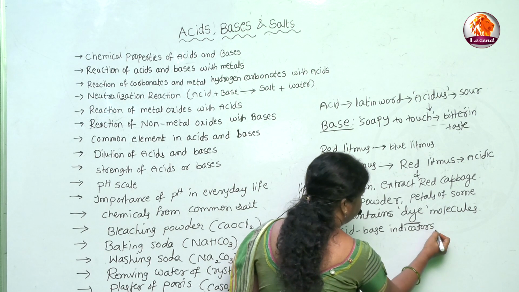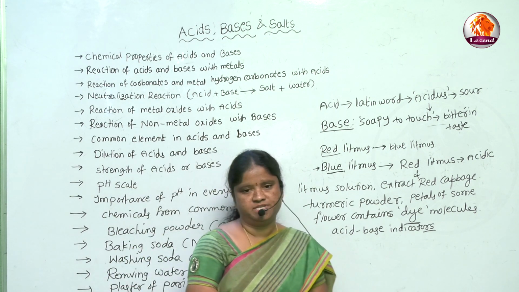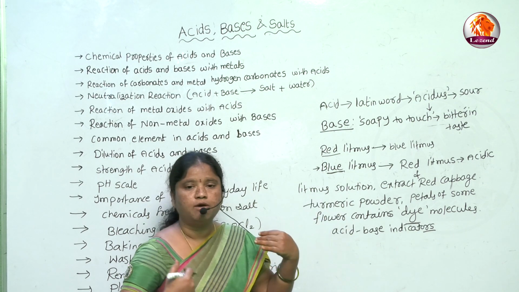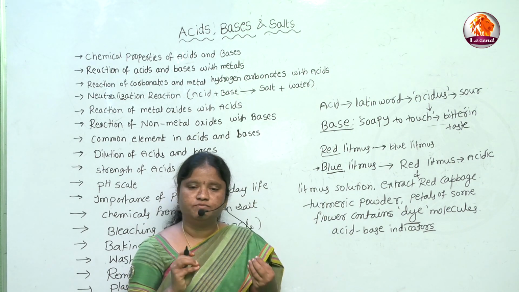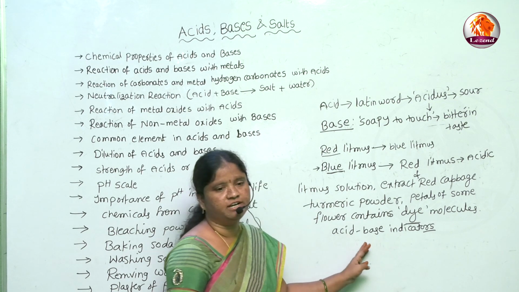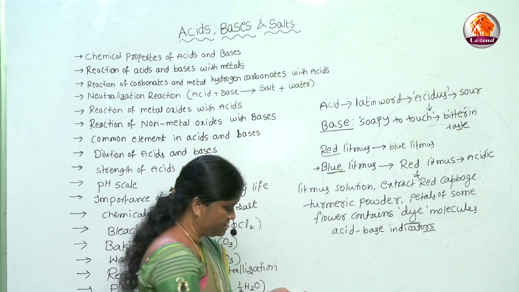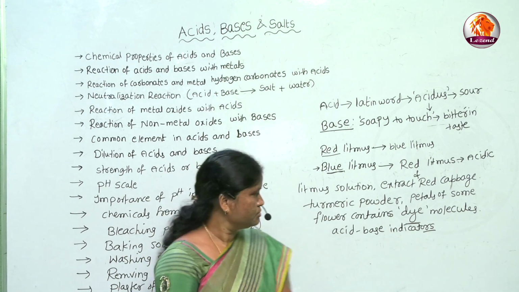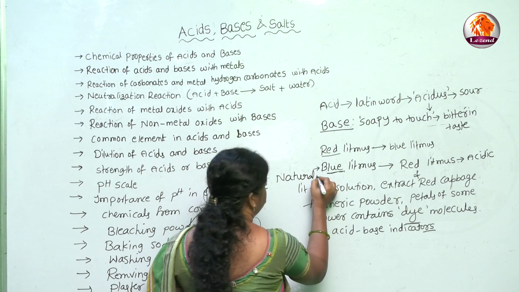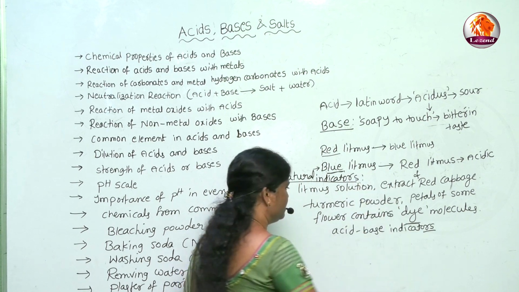Indicators means what here? If we use these natural indicators, they indicate the nature of the substance, whether it is acidic in nature or basic in nature. So we use these natural indicators to test the nature of the substance, its acidity or basicity. Along with these natural indicators, there are some synthetic indicators also. Synthetic indicators means the indicators which we prepare in the laboratory. All natural indicators are available in nature around us. The indicators which are available in nature are called natural indicators.